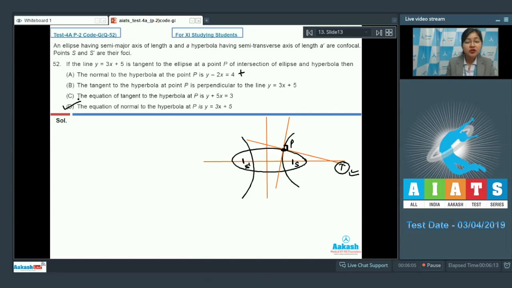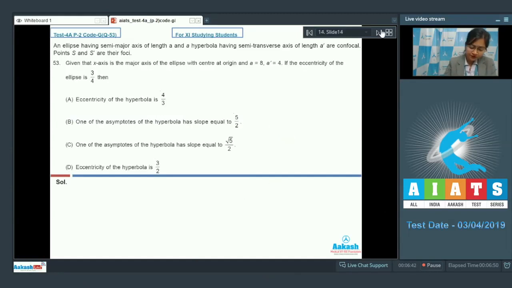Now let's find out about the tangent of the hyperbola. The tangent of the hyperbola will be perpendicular to the normal of the hyperbola, that is, it will be perpendicular to the line y equal to 3x plus 5. That is given in option number B. So option number B and D are the correct answers.